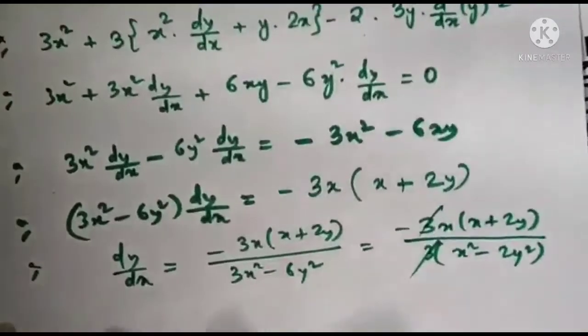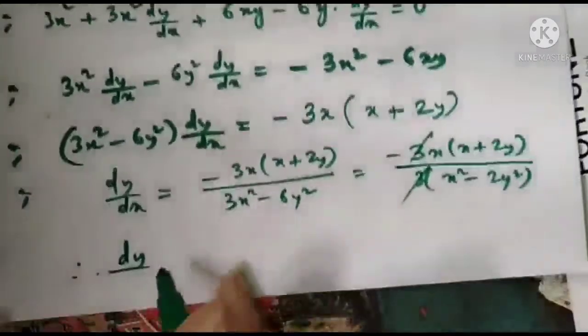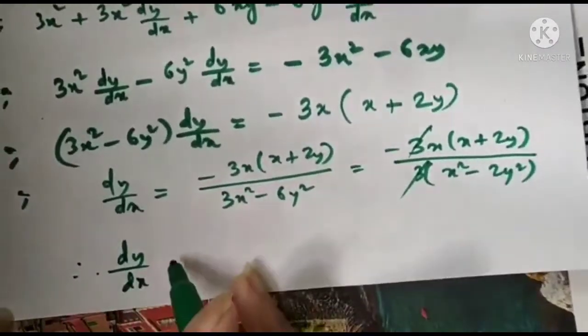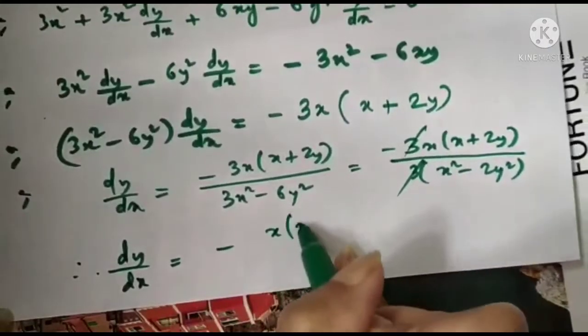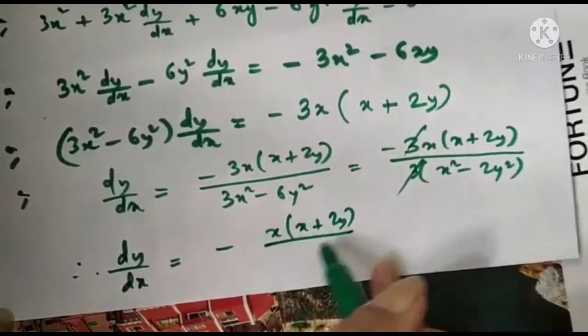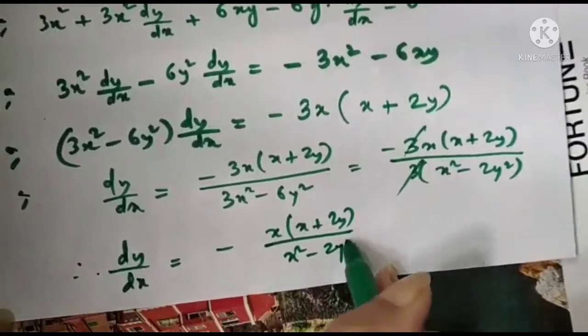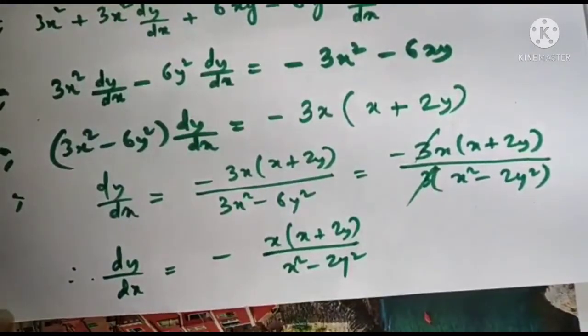So 3 gets cancelled, therefore dy by dx equals minus x into x plus 2y divided by x square minus 2y square. You can leave your answer this way.